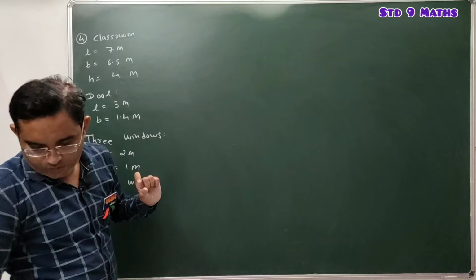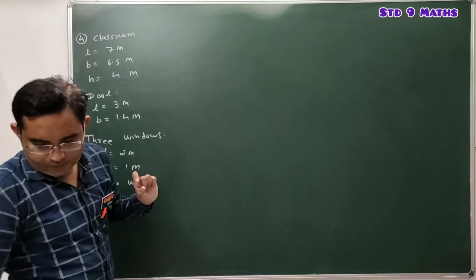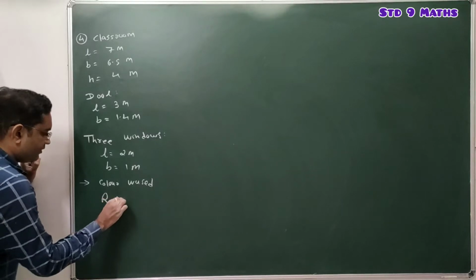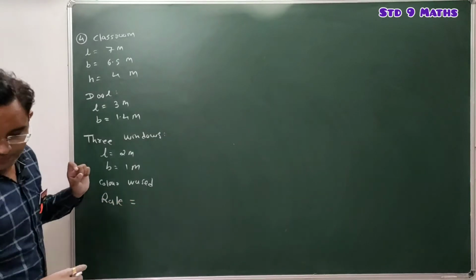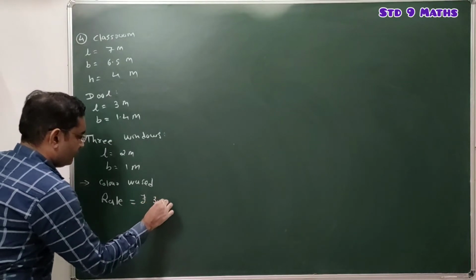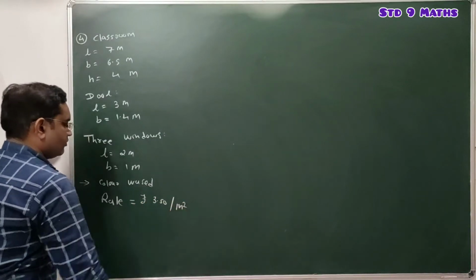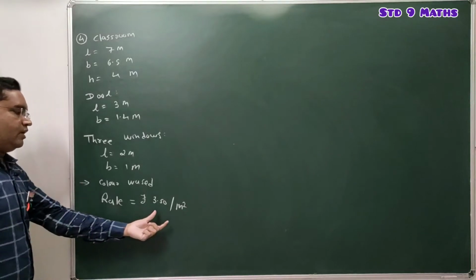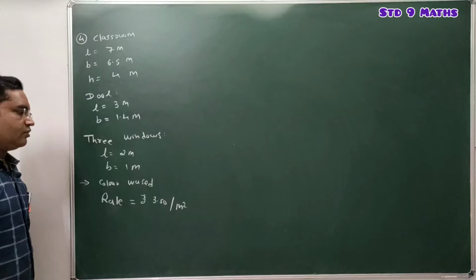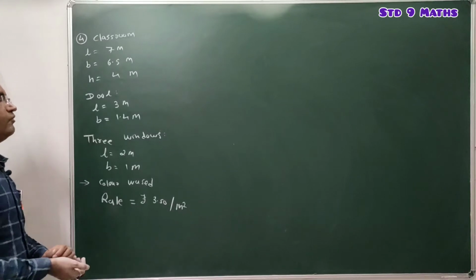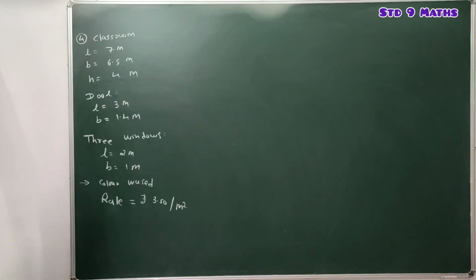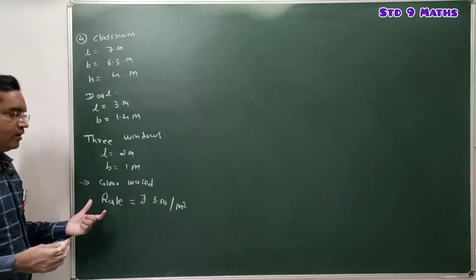Find the cost of color washing this classroom at the rate of color washing is given. What is the rate? That means color washing 1 meter square area is 3.50 rupees. So that is the rate. 1 meter square area will cost 3.50 rupees. So here we have to find the total cost of white washing, or we can say color washing these walls. Done?